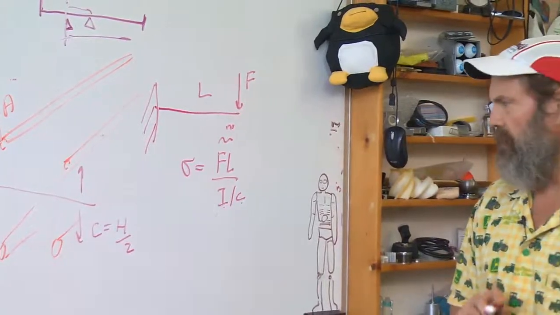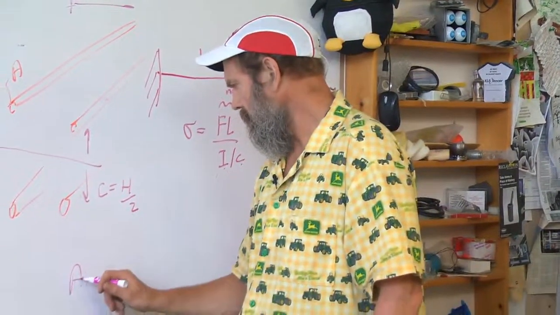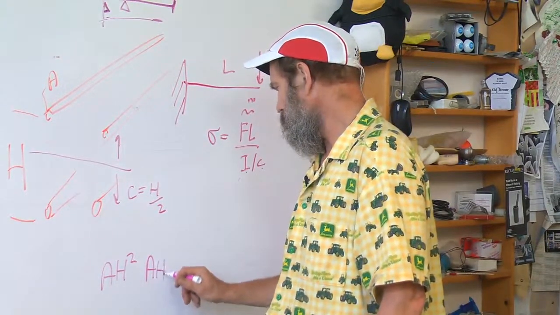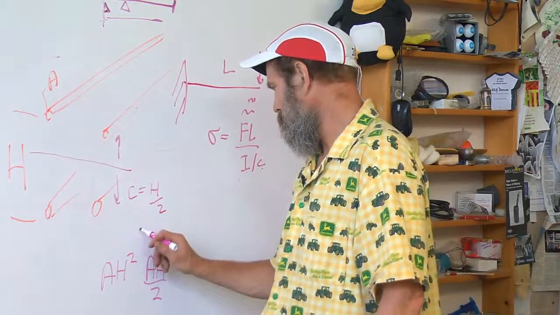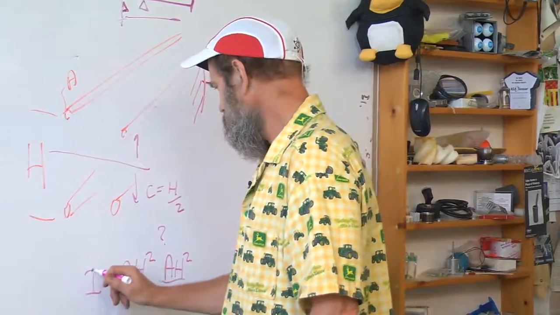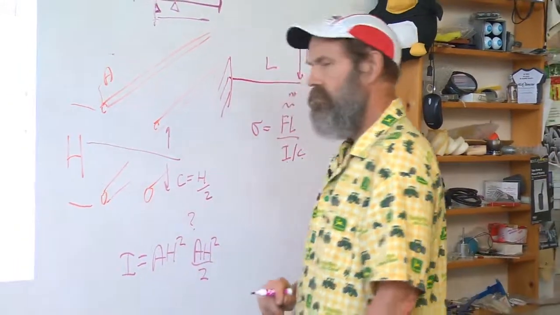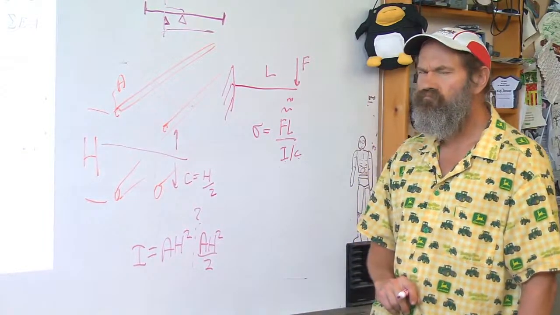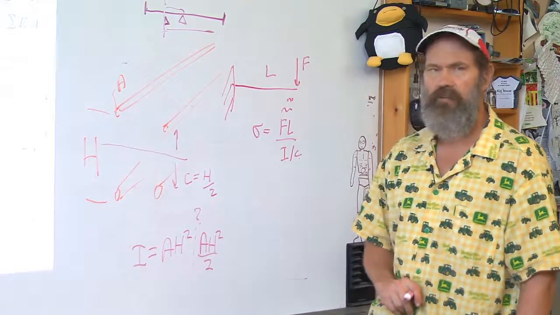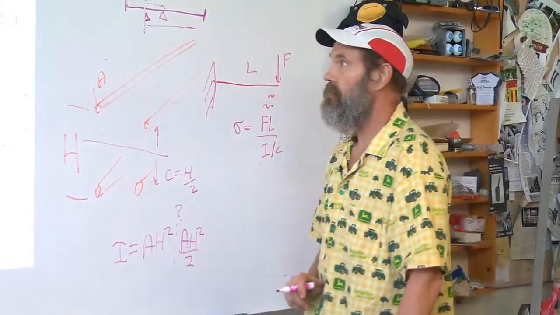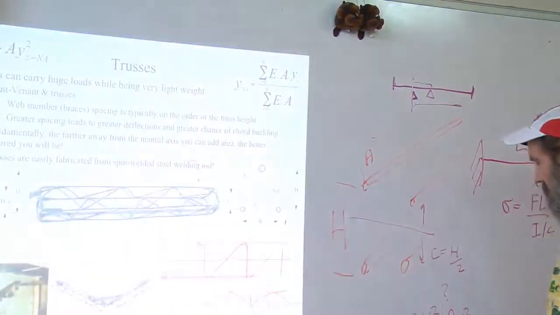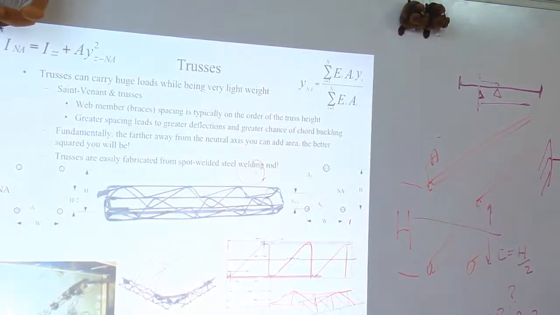Damn, was it a h squared or was it a h squared over 2? Which one? I don't remember. Let's calculate it. You go ahead and do it without me, and let's see if we come up with the same answer.